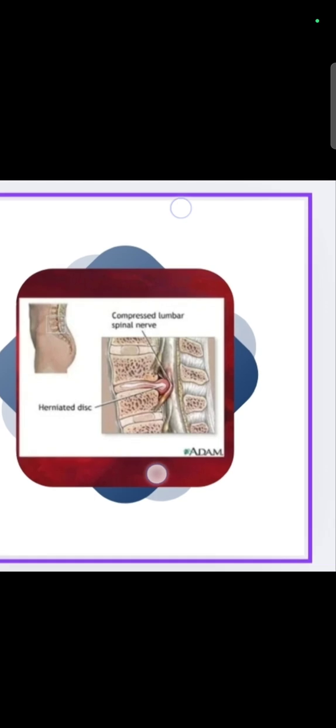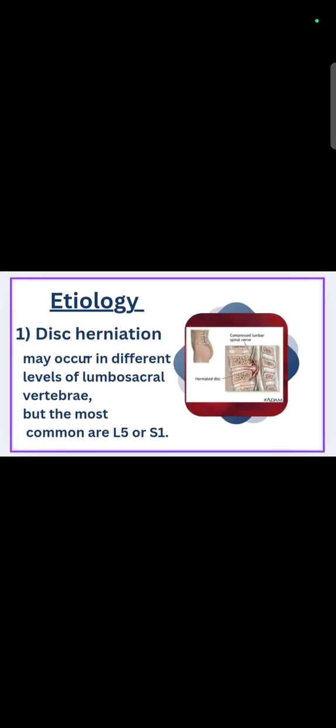As you can see in this photograph, this is how disc herniation causes sciatica. Due to the disc herniation, there is a compression of the spinal nerve, that is the sciatic nerve, which leads to pain along the sciatic nerve, giving the symptom of pain in your lower extremity.